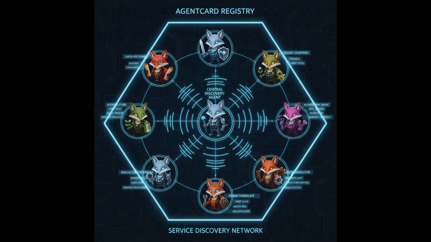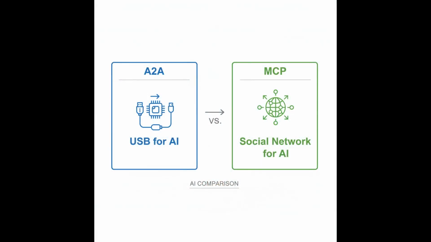The comparison that everyone wants, A2A versus MCP. MCP is USB. It connects devices to computers. A2A is a social network. It connects agents to each other as peers. Different abstraction layers. Different problems solved.